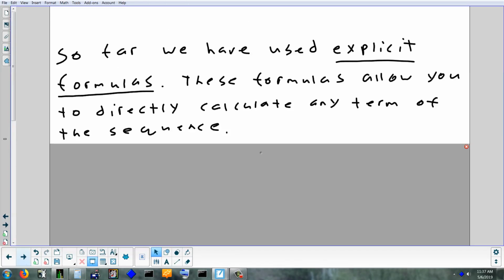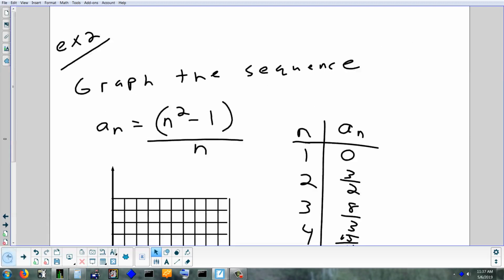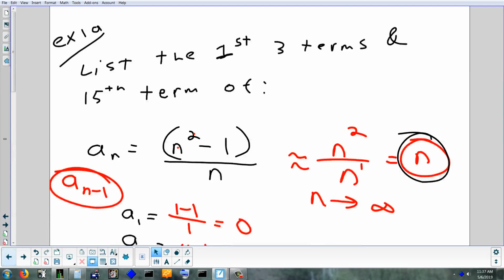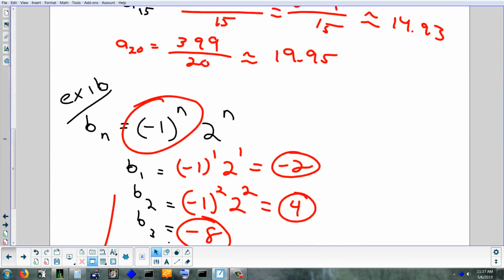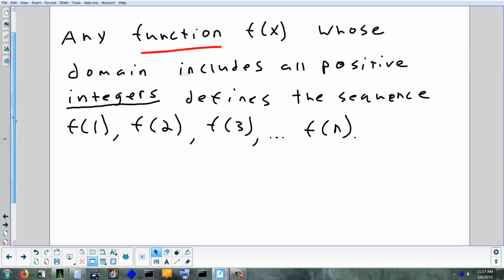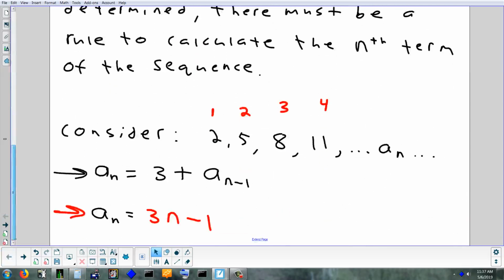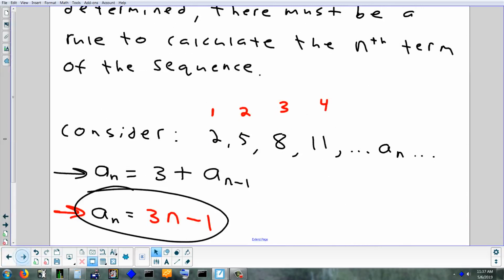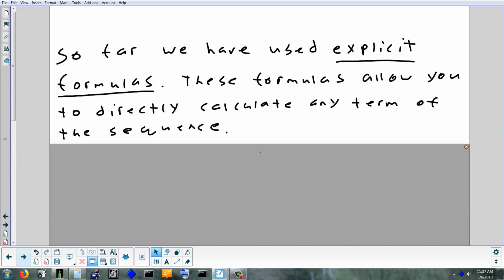The kind of formulas that we've been looking at are what we call explicit formulas. That's an explicit formula. That's the same explicit formula. And the one that you guys gave me, this one is explicit. The top one you gave me is not. We'll come back to that. The advantage of an explicit formula is you can find any term you want right away, and you don't need to know the one before it.